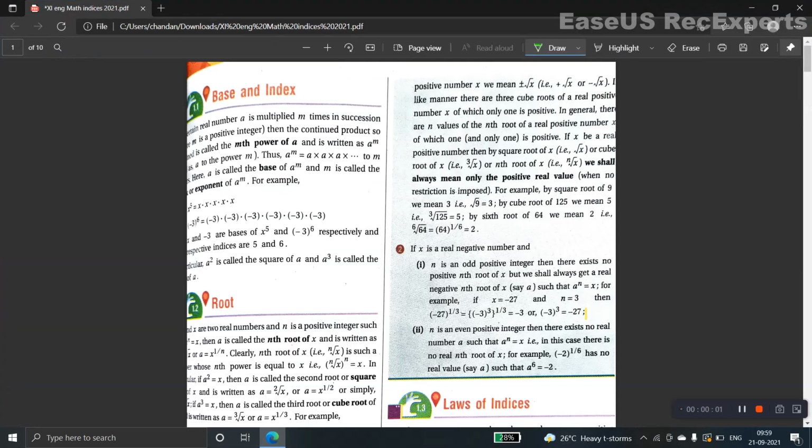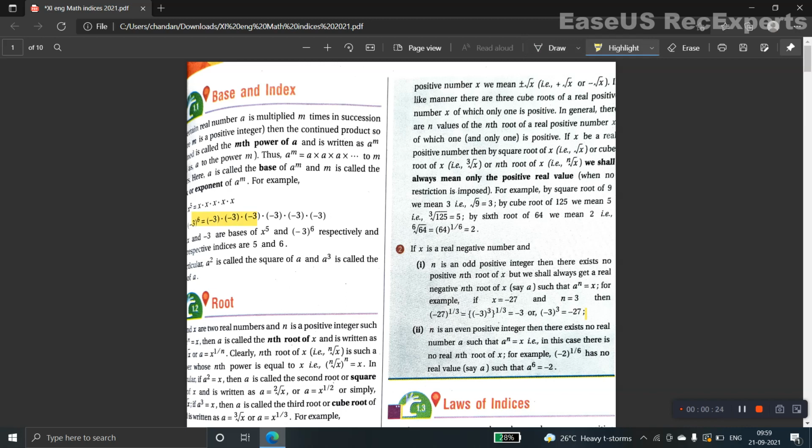Let us see about the chapter indices. So, this is the basic page of your book, the first page, in which the rules of indices are given. These are the rules of indices.